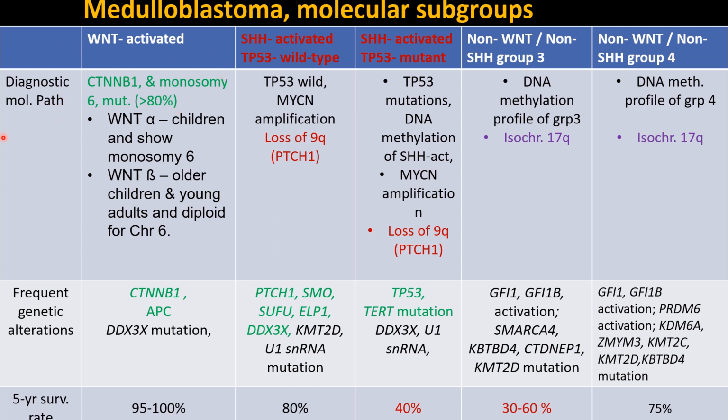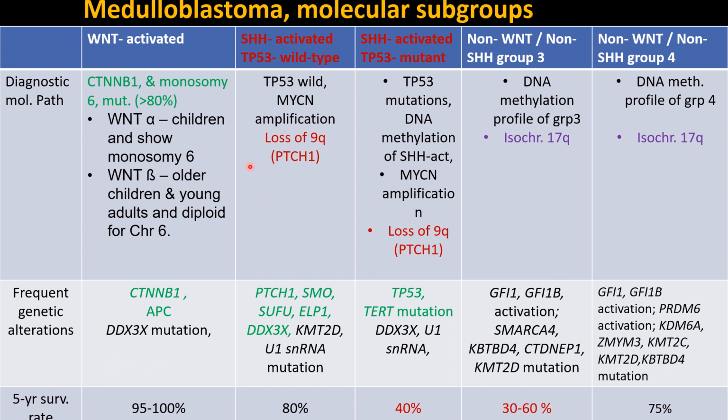Now coming to diagnostic molecular pathology, the Wnt activated medulloblastoma shows CTNNB1 mutations and monosomy 6. The two subgroups, the Wnt alpha is common in children and they demonstrate monosomy 6, whereas beta is found commonly in older children and young adults, and they are diploid for chromosome 6.